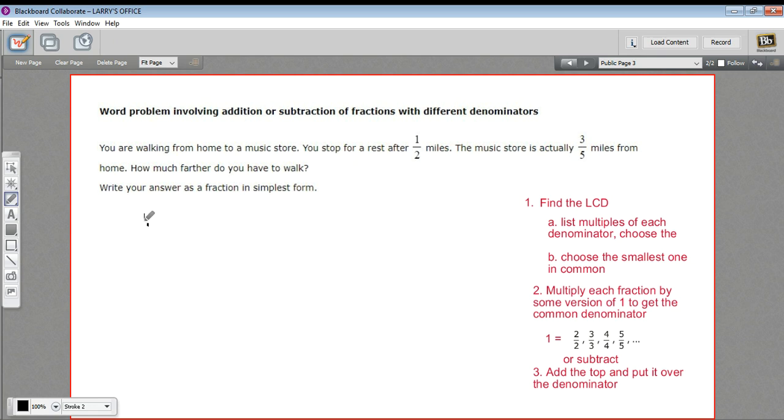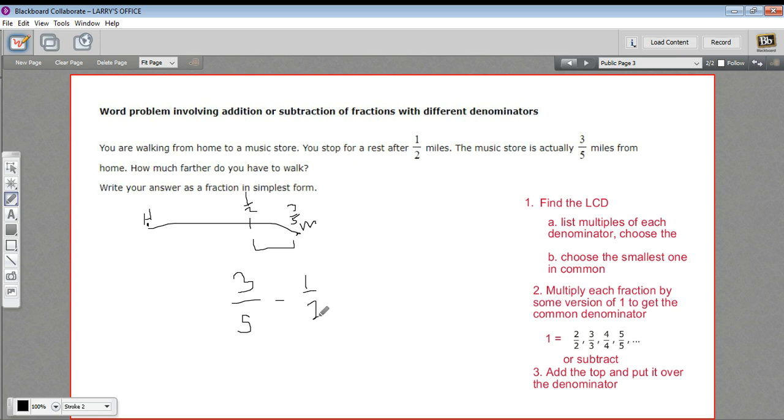Okay, so here's home. You're walking to the music store, which is 3/5 miles, and somewhere in there you stop at the half-mile point. And the question is, what's this distance here? To find this distance, you need to subtract the 1/2 mile you've already walked from the total of 3/5 of a mile. So this is going to be 3/5 minus 1/2.